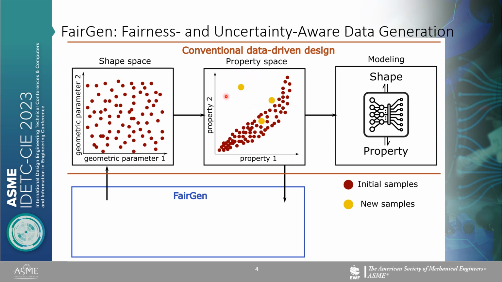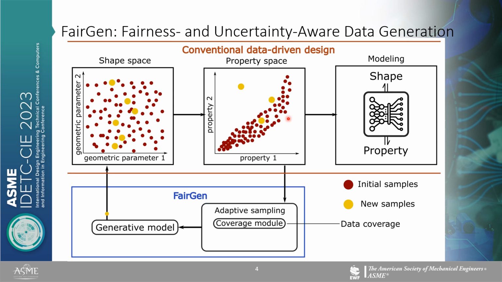property space. But if these three are the new properties being populated, the data coverage of this dataset is not increased at all. Thus, we developed this coverage module that evaluates the data coverage of the dataset to conduct adaptive sampling and select the desirable properties. Now we know what properties we want.